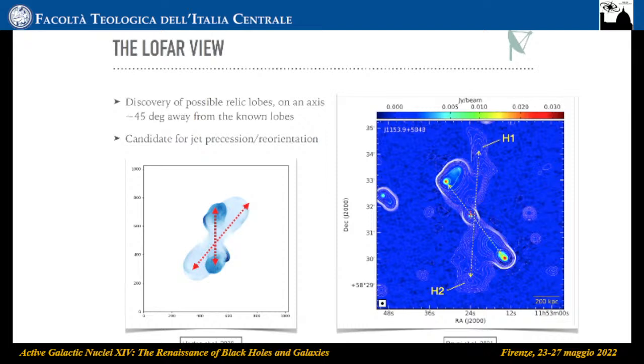Another interesting case is this X-shaped source, in which, thanks to LOFAR, we discovered Rayleigh lobes that are here, barely visible, H1, H2. Since they are more extended than the actual lobes, this seems to be a genuine X-shaped source and not just a hydrodynamical effect.